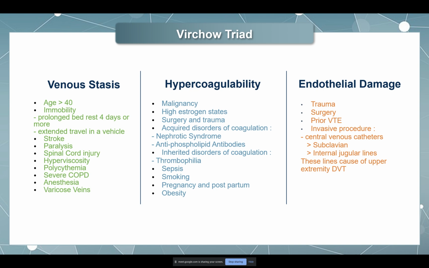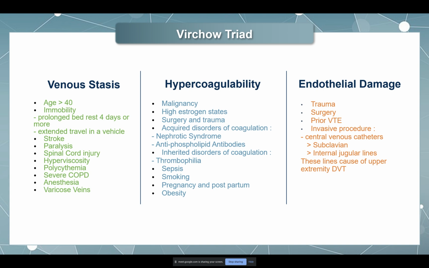Next, hypercoagulability: malignancy, high estrogen status patient, surgery and trauma patient, patient having acquired disorder of coagulation like nephrotic syndrome and antiphospholipid antibodies, patient who has inherited disorder of coagulation, for example, thrombophilia, sepsis, smoking, pregnancy and postpartum, obesity.